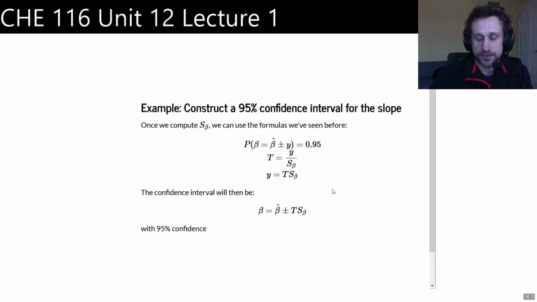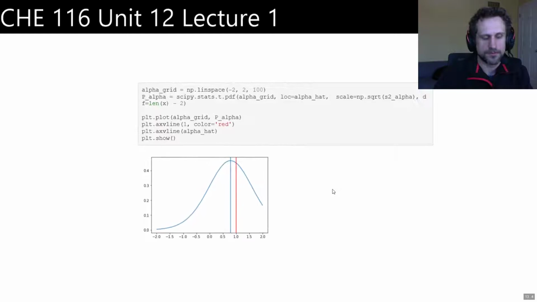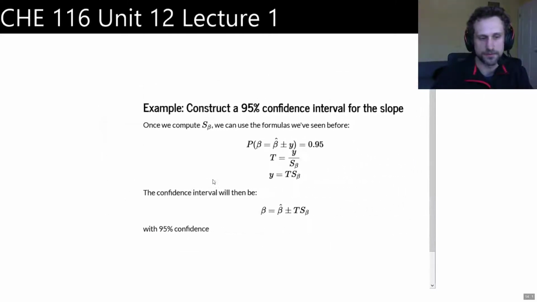So now let's go ahead and construct a 95% confidence interval. In this example, I computed the intercept to be 0.79. And if you were to tell someone that the intercept is 0.79, you can do better, right? You can say it's 0.79 plus or minus 0.2 or something like that. So we can give a confidence interval for the parameters.